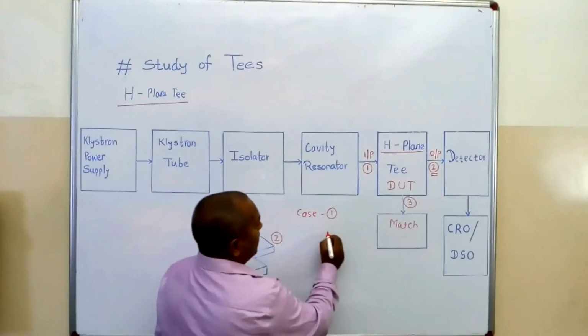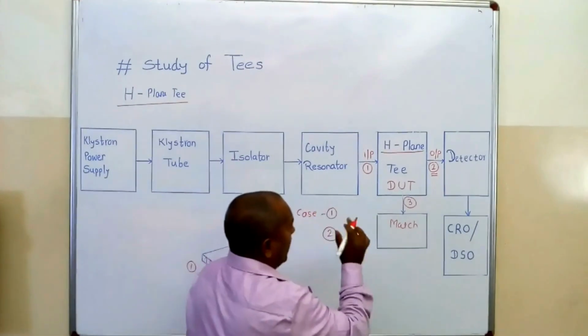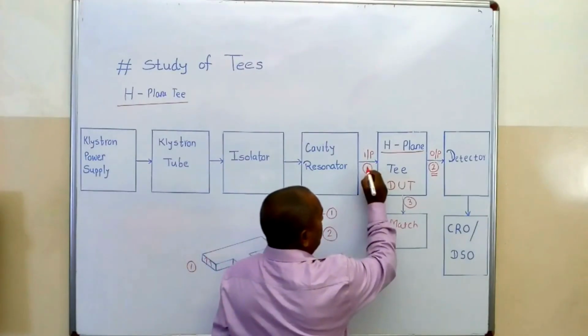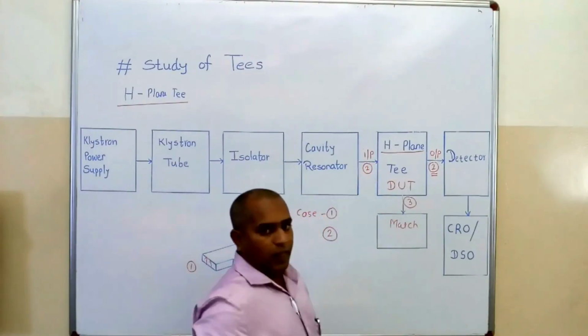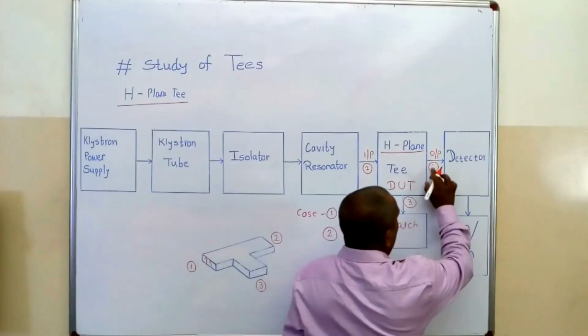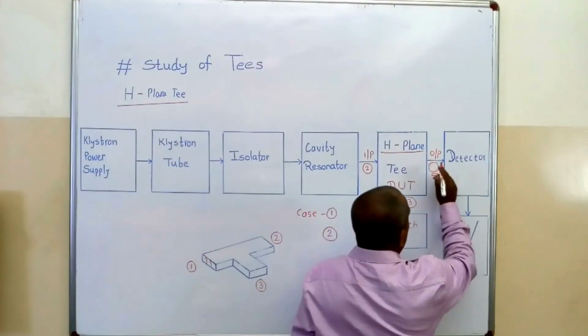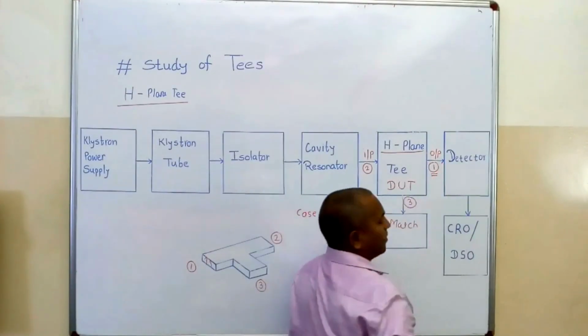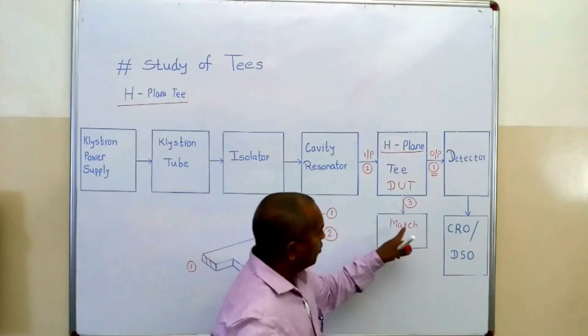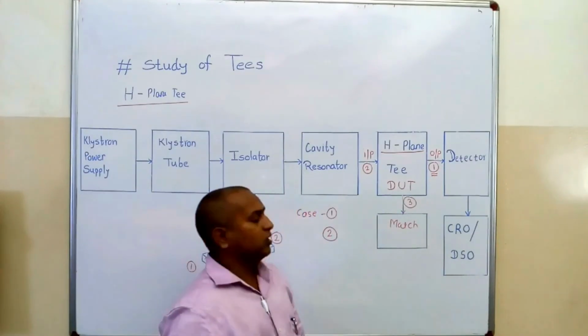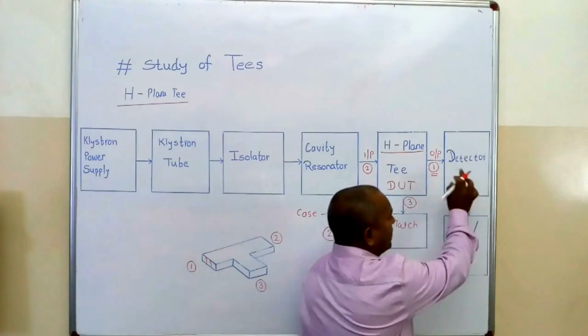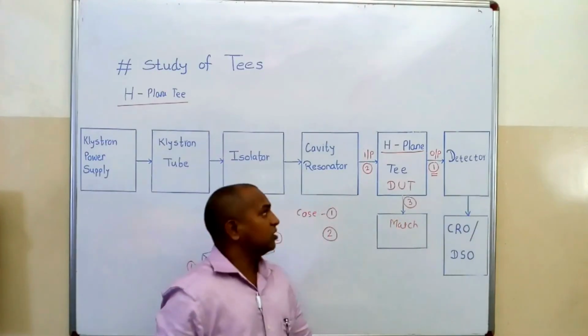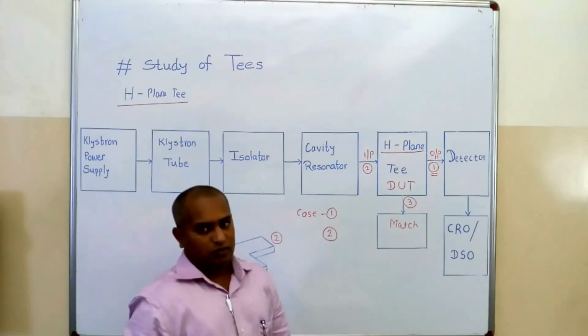Case number 2 is to apply the input to port number 2 and measure the output across port number 1. At that time your third port is a matched port. So here definitely we'll get an output across port number 1 also.